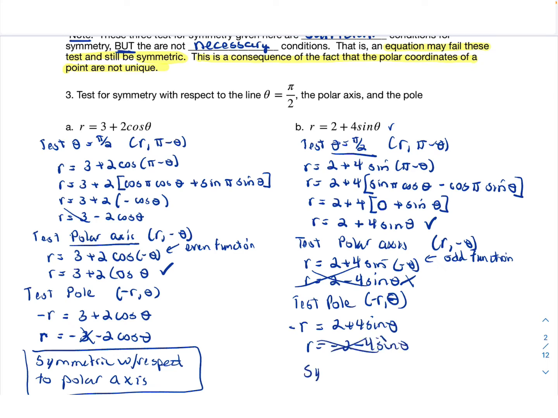So our conclusion algebraically is that this graph is symmetric with respect to the line theta equals pi over 2.